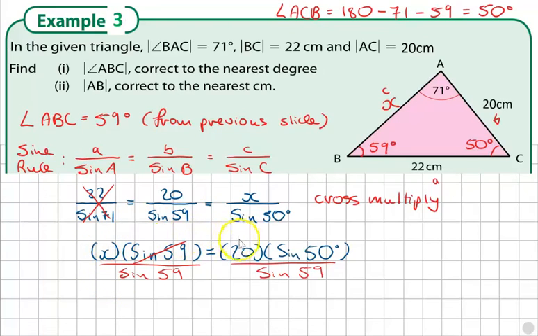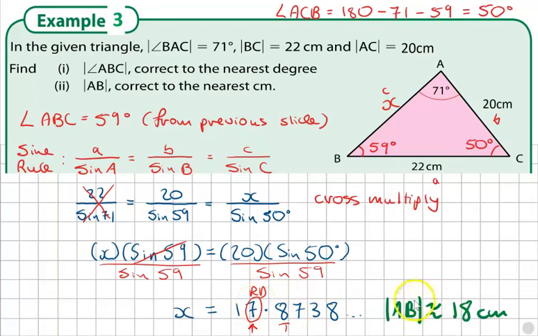And then into the calculator, we put 20 times sine 50 all over sine 59. So x is equal to 17.8738. And we want to do it to the nearest centimetre. So the nearest whole unit or whole number. So the 7 is the rounding digit, the 8 is the telling digit, the 8 tells the 7 what to do, and the 8 tells the 7 to round up. So the length AB, so this side of the triangle AB, is approximately equal to 18 centimetres.